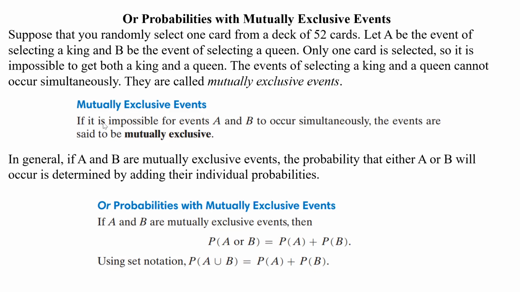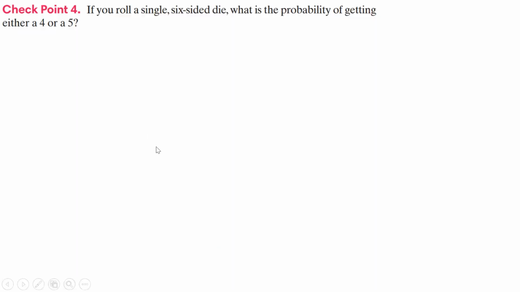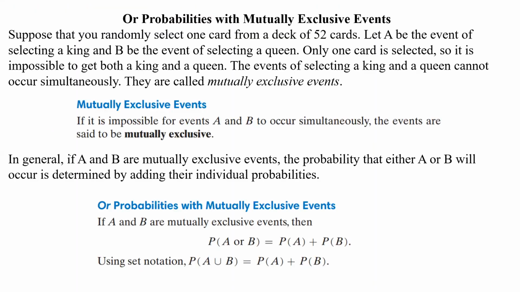Now, mutually exclusive events, what does that mean? If it's impossible for events A and B to occur simultaneously, then the events are said to be mutually exclusive. In general, if A and B are mutually exclusive events, the probability that either A or B will occur is determined by adding their individual probabilities. And so what does that look like? Well, that's called an OR probability with mutually exclusive events.